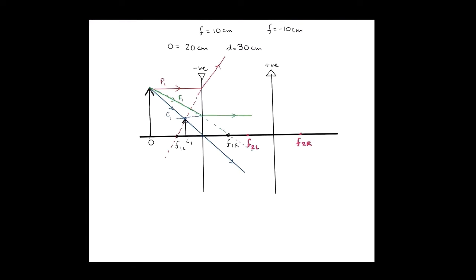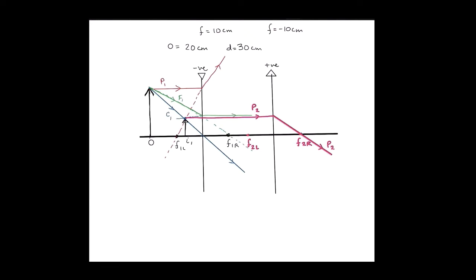Now, when you're looking for the second lens, ignore everything to do with the first lens, right? And we're going to start over. So for my second lens, I have the same 3 rays: parallel, focal, and chief. So let's start with the parallel ray first. Ignoring the negative lens, this will be my parallel ray, P2. Because it's a converging lens, it converges in to F2R. So my P2 goes through here.